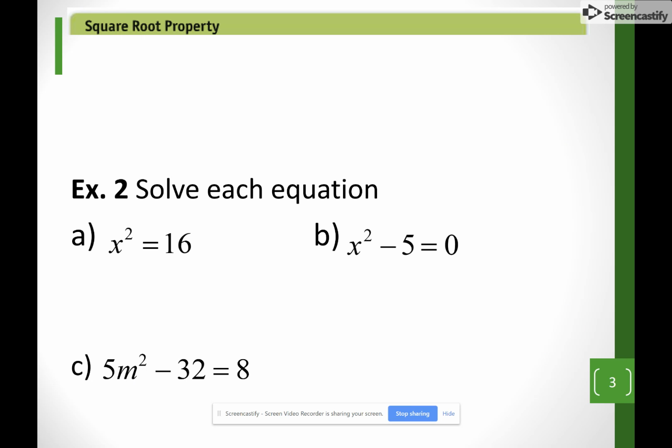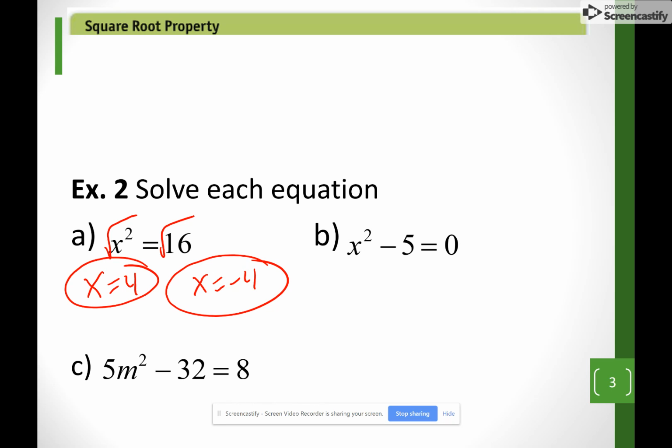Now, we're going to learn the square root property. The square root property says if the variable is squared and by itself, why don't we just take the square root of it? So looking at example A, I'm going to take the square root of each side. But I know the square root of 16 is either 4 or negative 4. So my answer will end up being, in this case, x is equal to 4 or x is equal to negative 4.